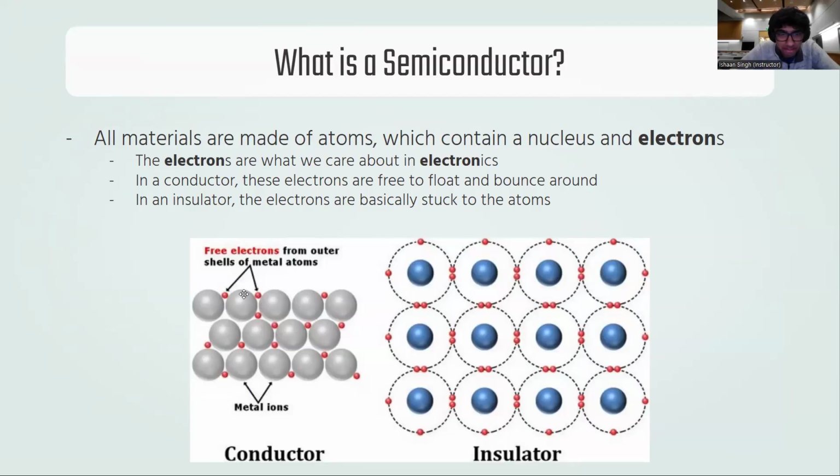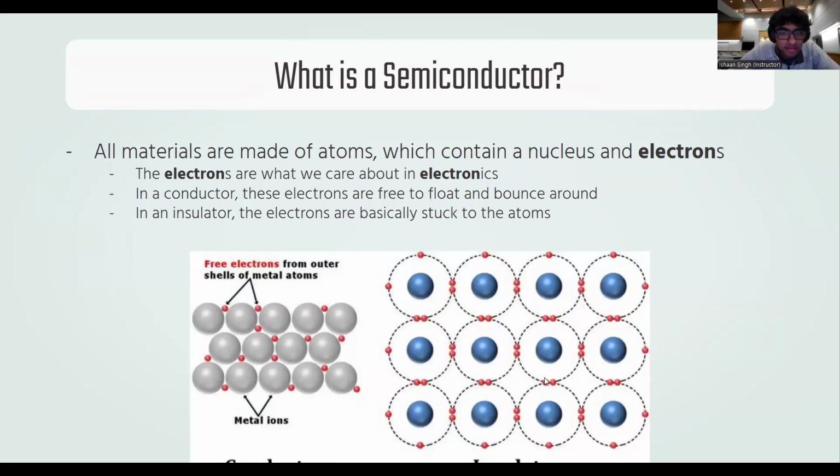In the conduction band, they're free to float around, okay? Because in conductors, they're free to float around. In insulators, the electrons are basically stuck in place. We call that the valence band, okay?